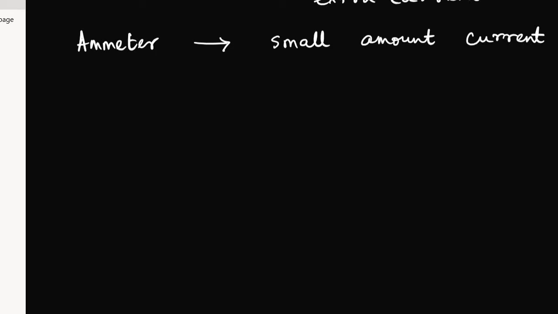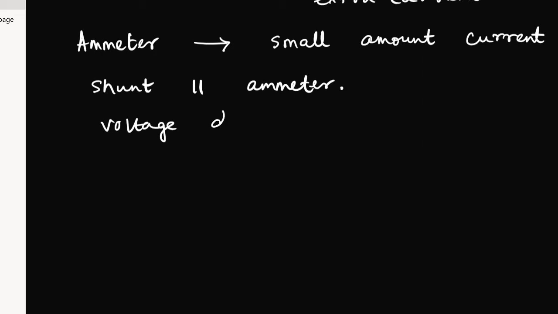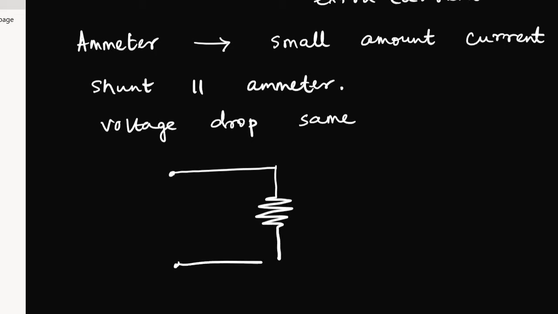Now, as the shunt is parallel to the ammeter, what will happen in a parallel combination of resistances? We know the voltage remains the same across a parallel combination. So the voltage drop remains the same in the shunt as well as in the ammeter. For that I will draw a diagram of a circuit so that we get to know how the shunt will provide a safer path for the current to flow through.